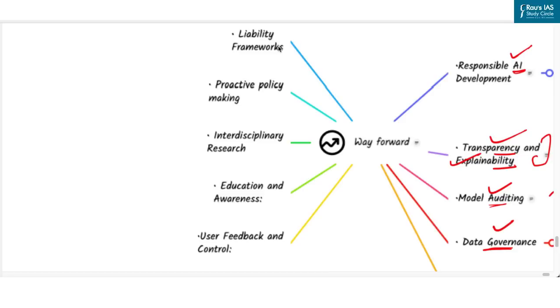Next suggestion is providing liability frameworks. Liability frameworks can help ensure that those responsible for developing and deploying generative AIs are held accountable for any negative impacts they cause. So, this includes establishing clear liability standards and implementing mechanisms for compensating those who are harmed by generative AIs. Next is making proactive policy.